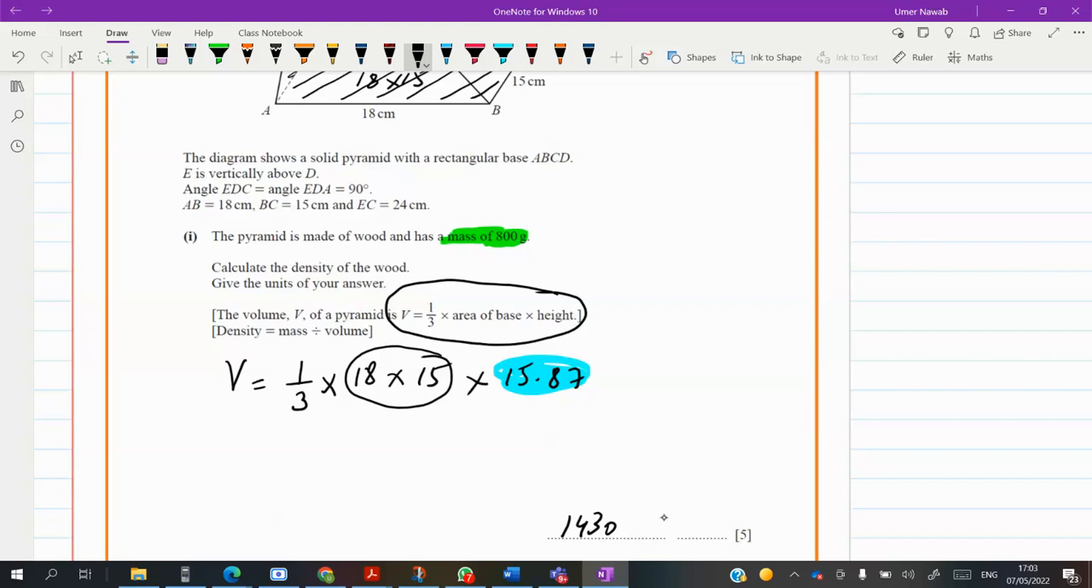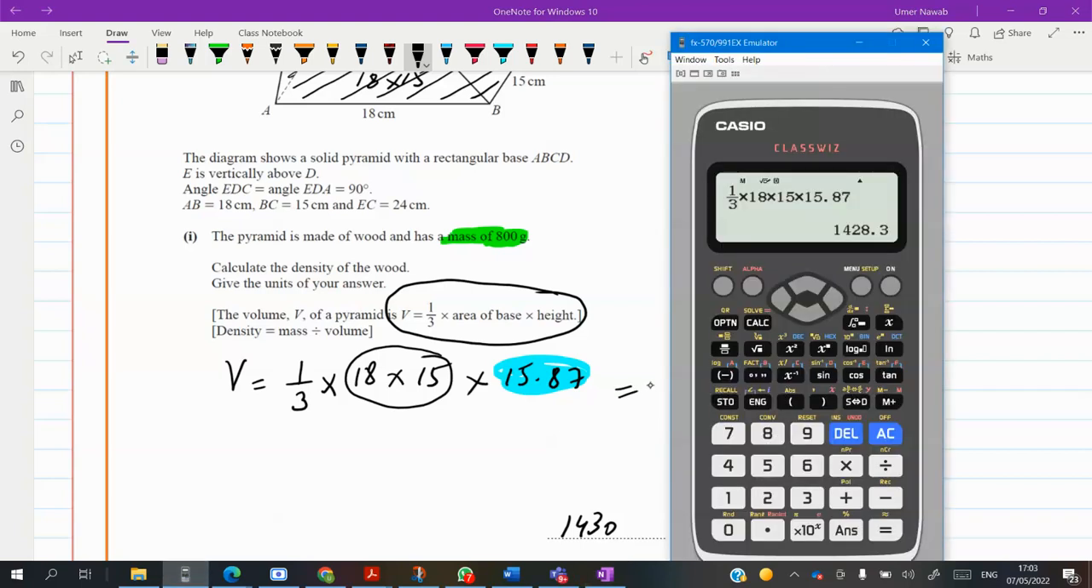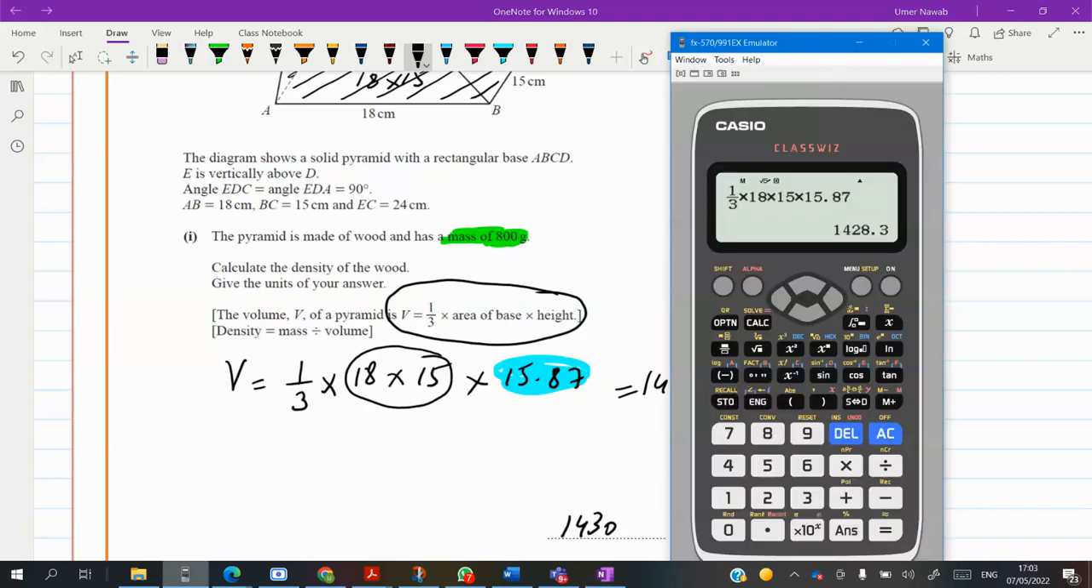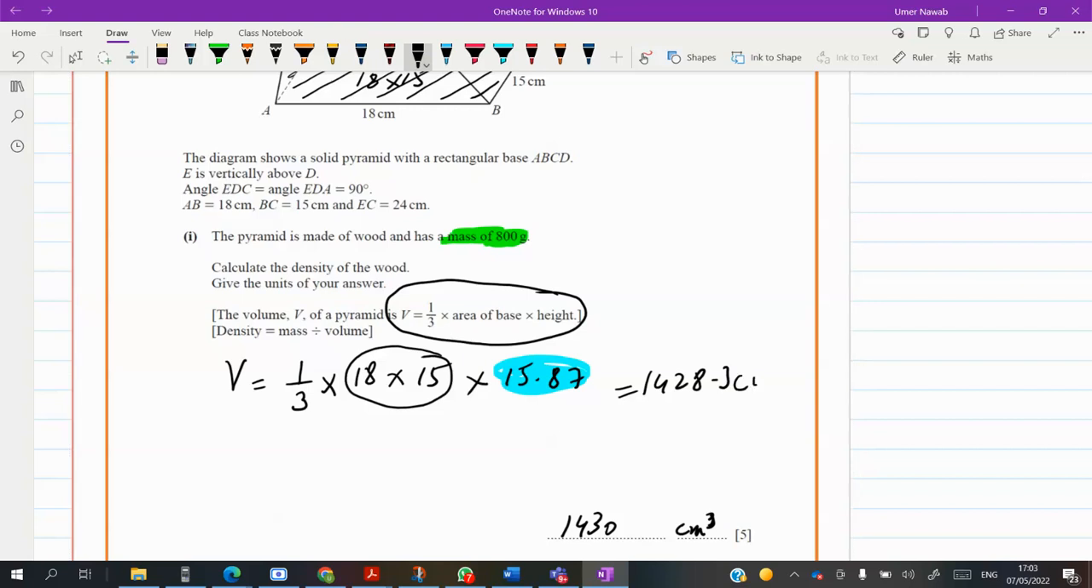1430. The unit will be centimeter cubed. Now I found just the volume, 1428.3.